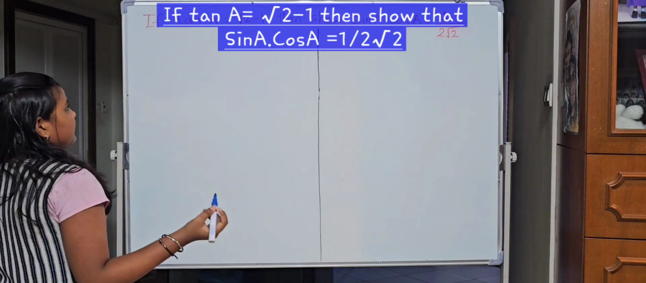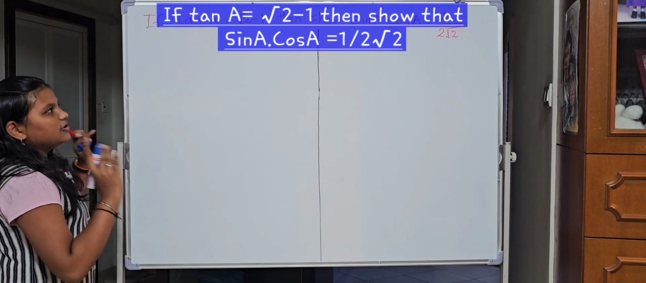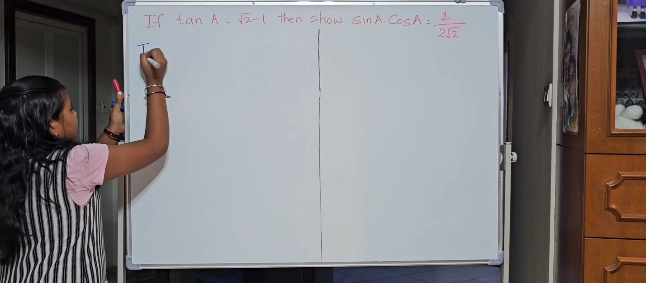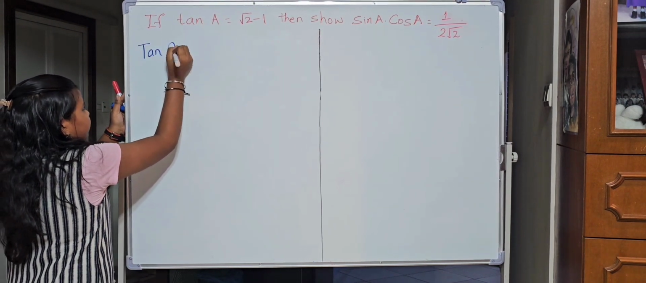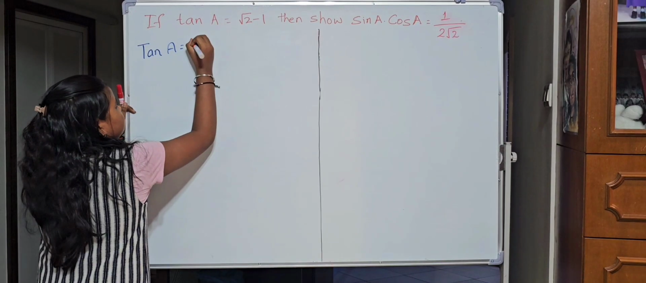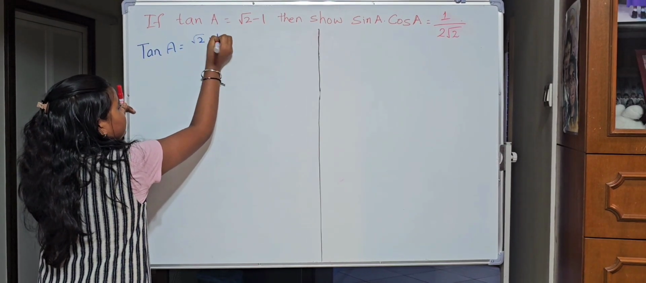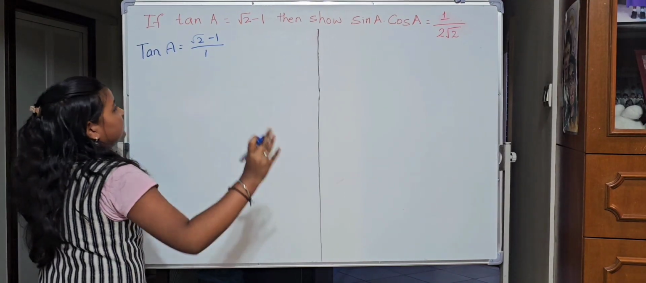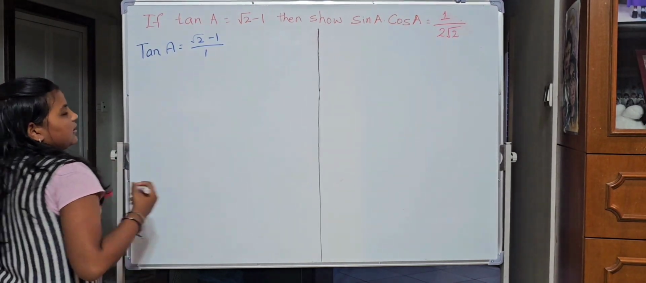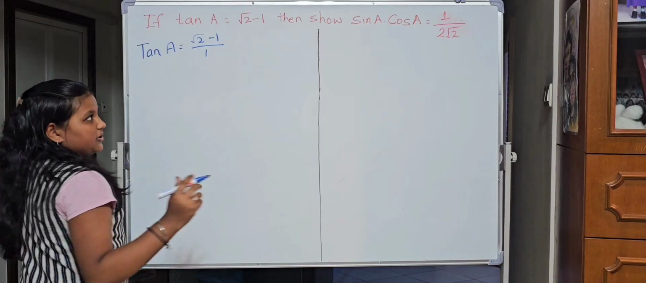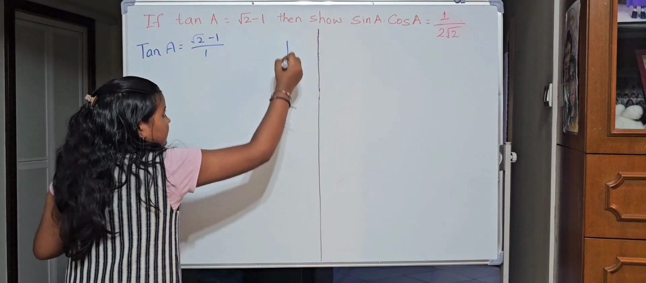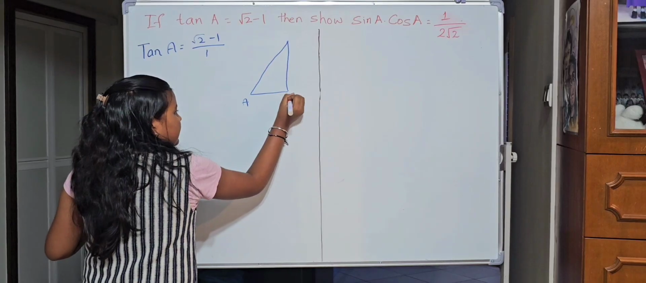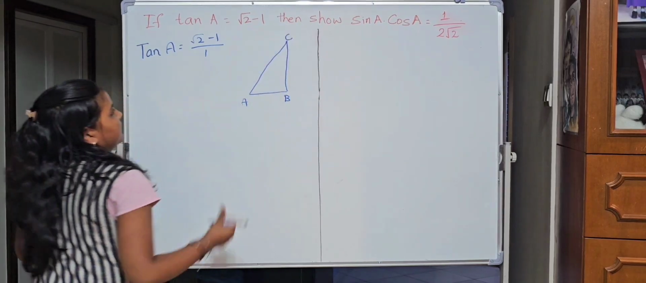Let me show you. First and foremost step, we'll note down the value of tan. What is the value of tan A? The value is root 2 minus 1 by 1. No denominator, that's why we are putting 1 here. Is that clear? Then the second important thing, we have to make the triangle ABC here.